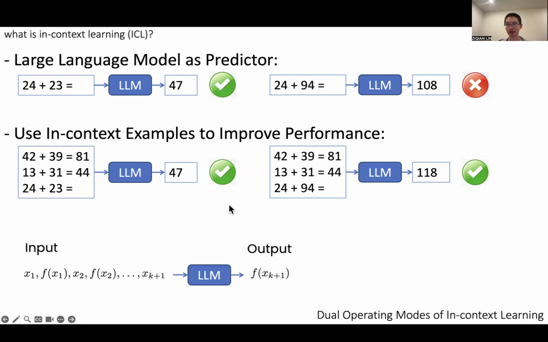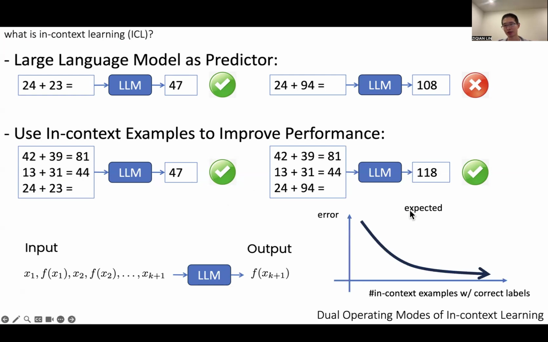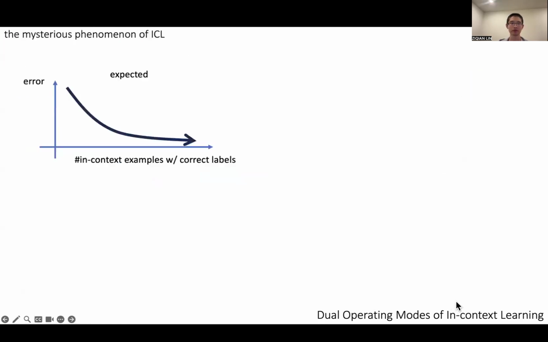So in-context learning is that we provide extra in-context examples to the question and let the model improve the accuracy of its prediction. So we can expect that the error rate will decrease with the increasing number of in-context learning examples. So this is what we expect.